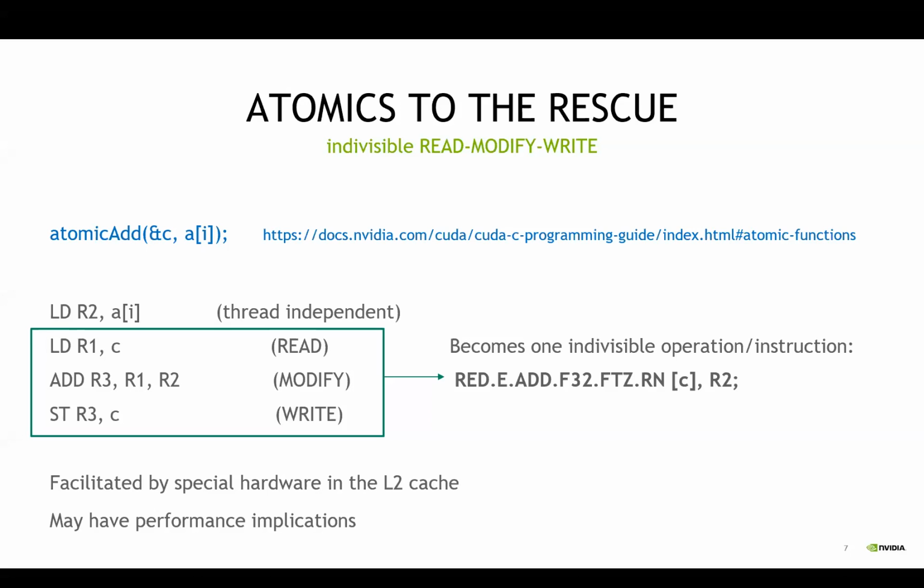The serialization of the thread operation, when multiple threads are attempting to update the same location using atomics, may have performance implications. In other words, we should generally not expect atomics to be able to proceed at the same rate as ordinary memory operations. And so we're trading off here. We're trading off performance for predictability and correctness using the atomic hardware that's built into the GPU.